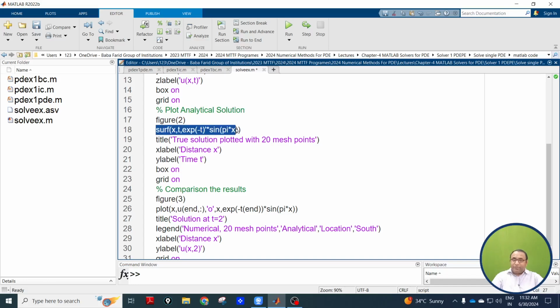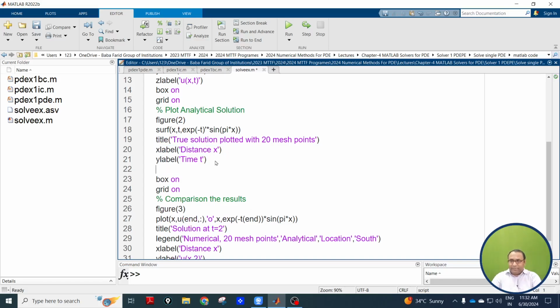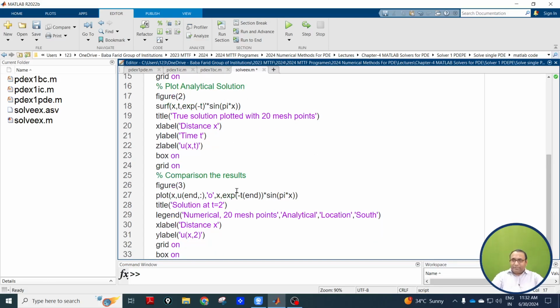Then we have the plot for the analytical solution, and this will be figure 2. These are the inputs, so we are not required to write separate code; we just have this function defined here, which is the analytical solution. x and t are the inputs. Then we have the title, xlabel, ylabel, and you can put a zlabel also for this plot. At the end we have the comparison of the results. Figure 3, plot x, u, then title, legend. Note this very carefully: this is the numerical solution and this is the analytical solution. Both will be compared in a single graph. The title is solution at t equal to 2, then legend, xlabel, ylabel, grid on, box on.